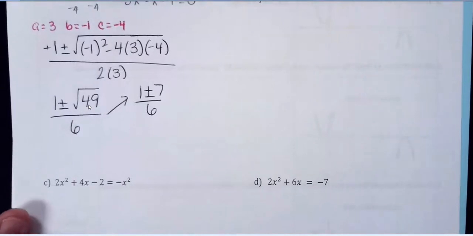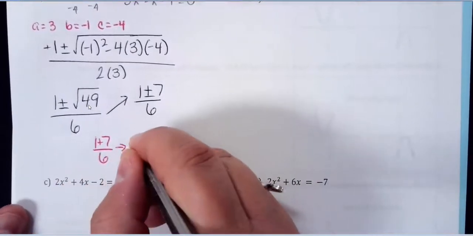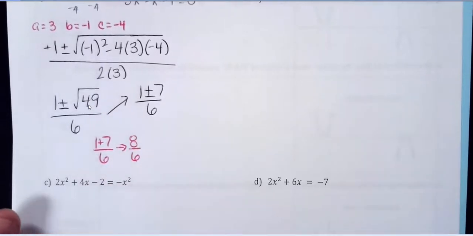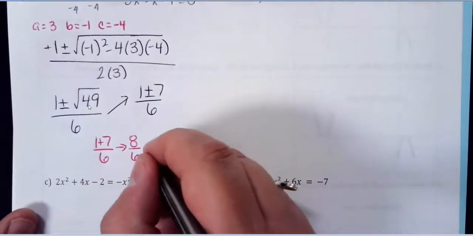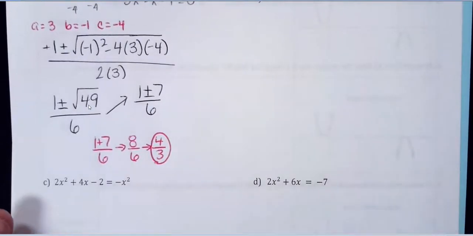So do 1 plus 7 divided by 6. That's going to give you 8 over 6. And if you get something you could reduce, go ahead and do that. So one of our answers, since both of those are divisible by 2, will be 4 over 3.